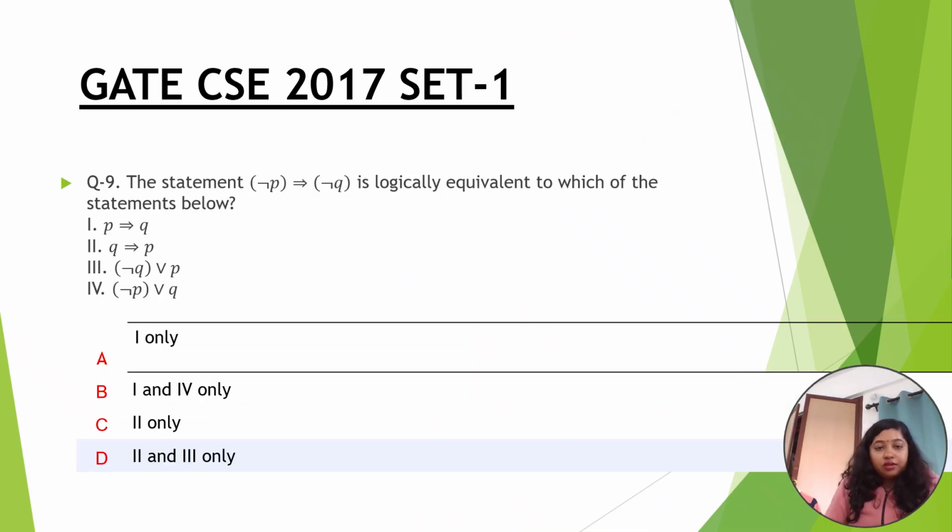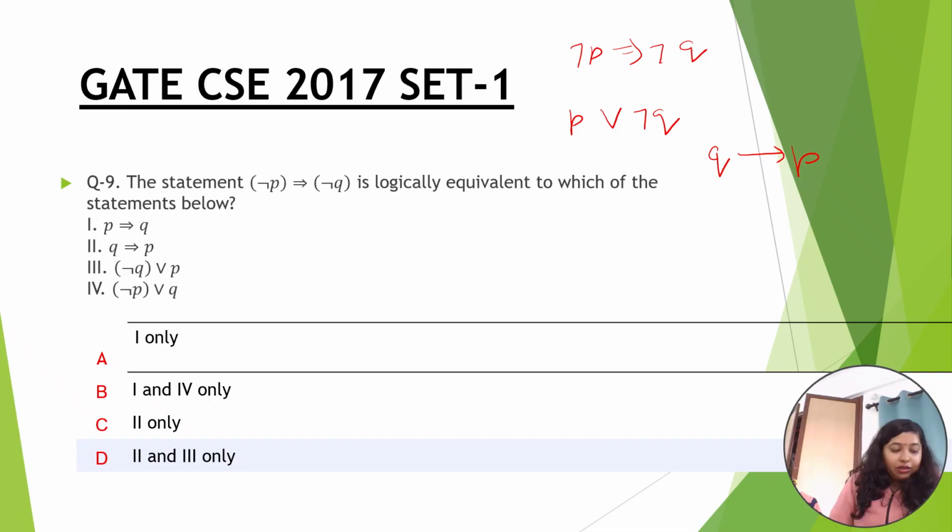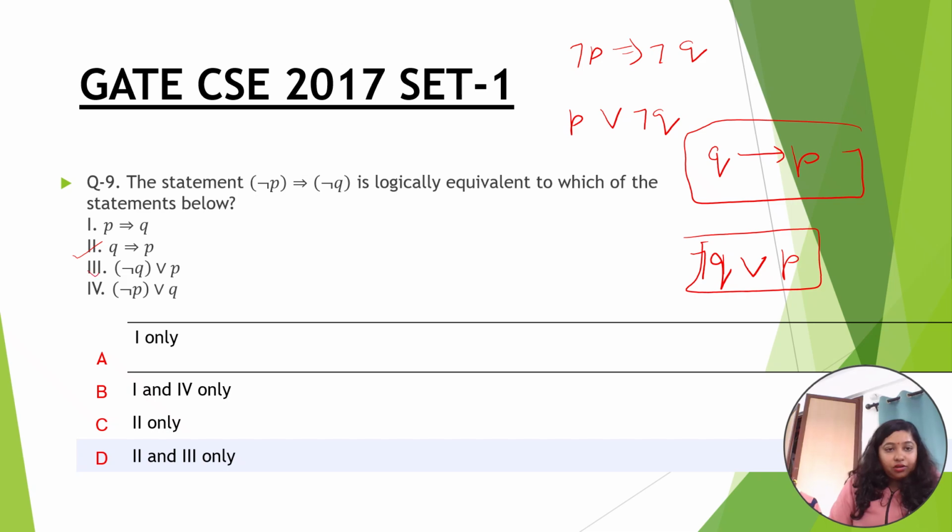Next question is the statement not P implies not Q. Okay, तो हम जो है इसको ऐसे लिख सकते हैं, not P implies not Q, P or not Q, or Q gives P. So this is one option, and not Q or P. तो ये दो ऑप्शन, Q gives P and not Q or P, this 2 and 3. Okay, so this was quite simple, so you can attempt this easily.